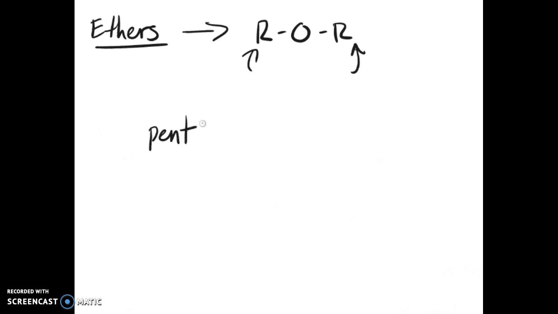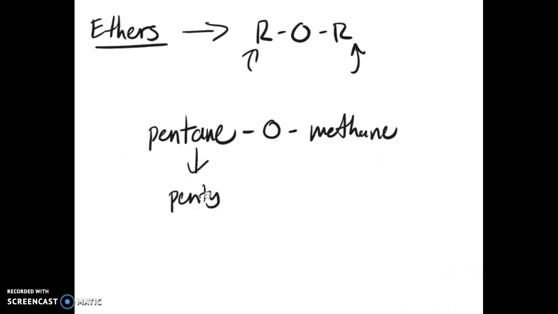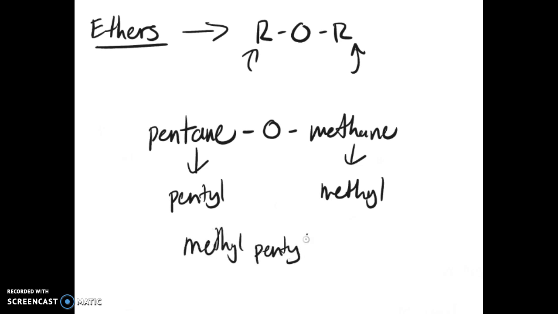So let's say you had pentane on one side, to the oxygen, to, I don't know, methane, for an example. You would have to name these as side groups. So, pentyl, even though I don't know if that's necessarily a thing that we would talk about, and methyl. So, in alphabetical order, it would be methyl pentyl ether.